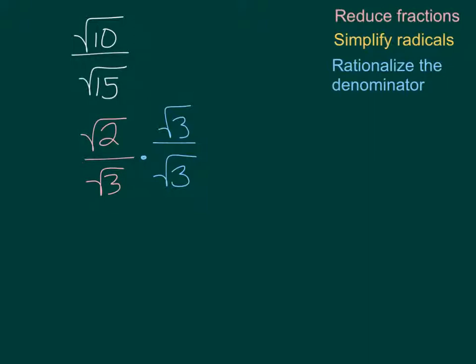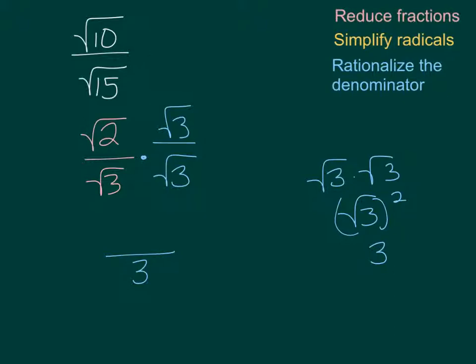Remember, as we discussed before, radical 3 times radical 3 is the same as radical 3 squared. The square and the square root are inverse operations and cancel, leaving you with 3. So that makes our denominator a 3 instead of a radical 3. Then on top, we have radical 2 times radical 3, which is radical 6. And that would be your final answer.